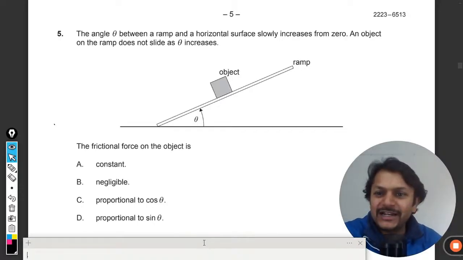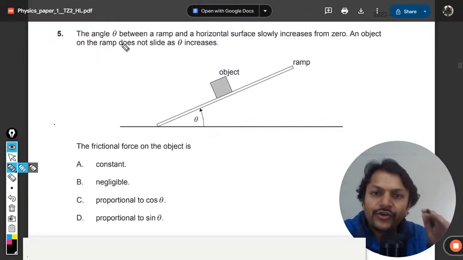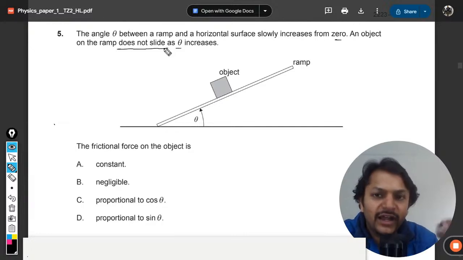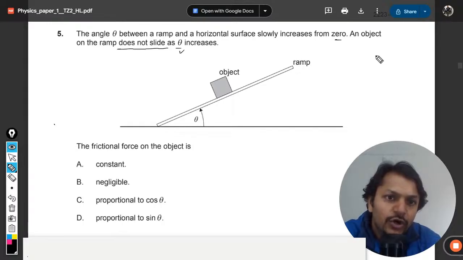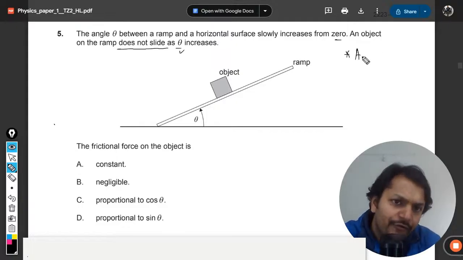Okay, dear students, let's see what is there in this question. The angle theta between the ramp and the horizontal surface slowly increases from 0. An object on the ramp does not slide as theta increases. So it does not slide as theta increases, and theta is having a variable value. So there was a topic that we have done in the topic of friction, and the name of the topic is angle of repose.